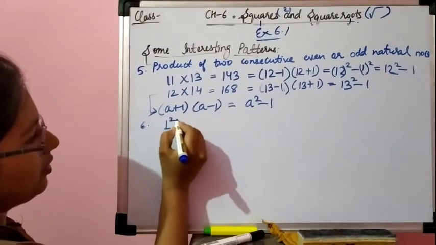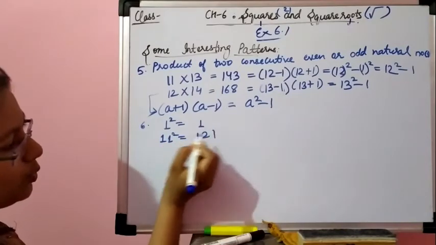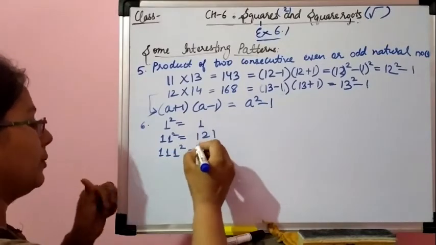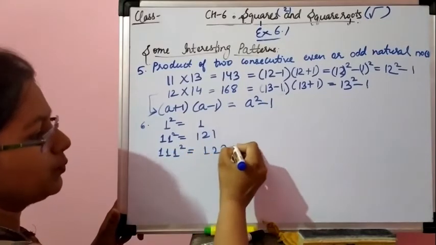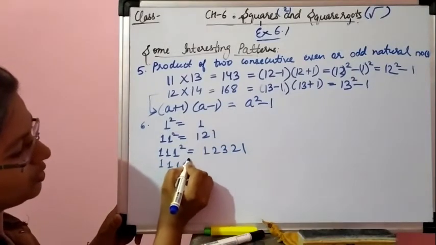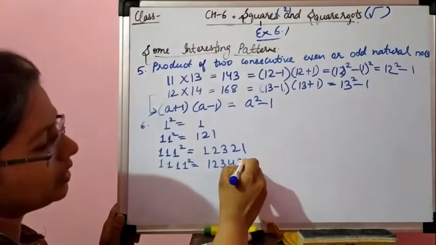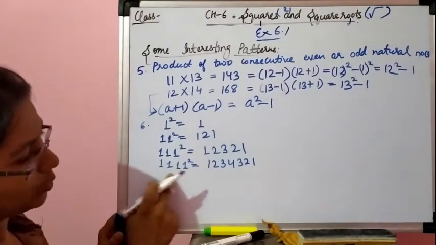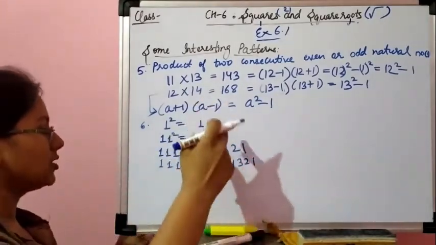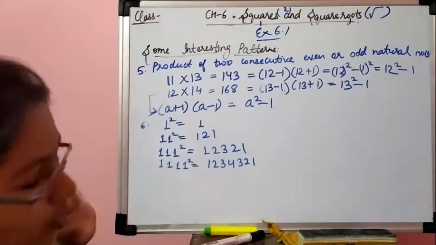Now the sixth kind of pattern we have. It's very simple. 1 square is 1 and 11 square is 121. Now 3 ones, 111 square, will be 12321. Now 4 ones square will be 1234321. The number of ones decides the counting up to that number, and then backward counting. So this is one pattern for the squaring of 1, 11, 111, 1111 like this.